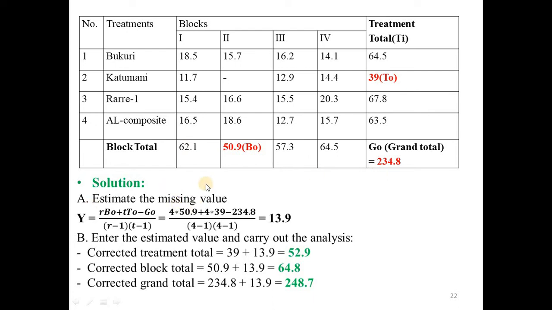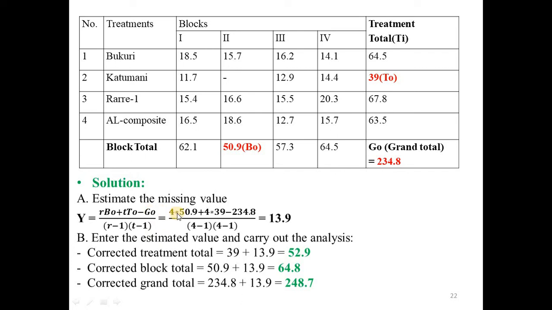So the first step is estimating the missing value. The missing value is estimated as r times B0, the block total with missing value, plus t times T0, the treatment total with missing value, minus G0, the grand total with missing value, divided by the error degree of freedom for RCBD design.